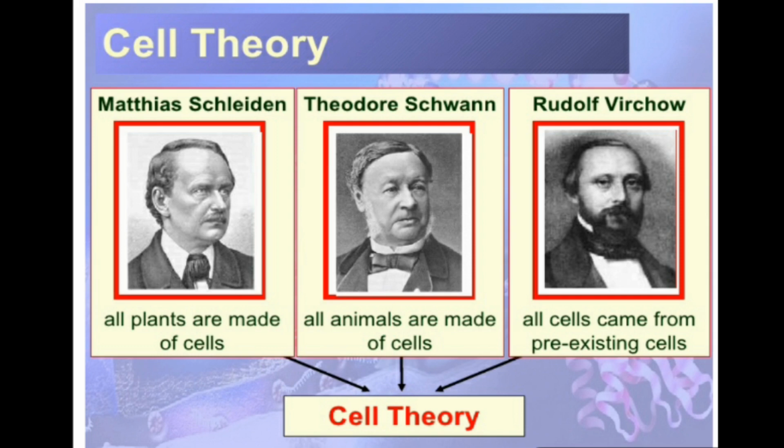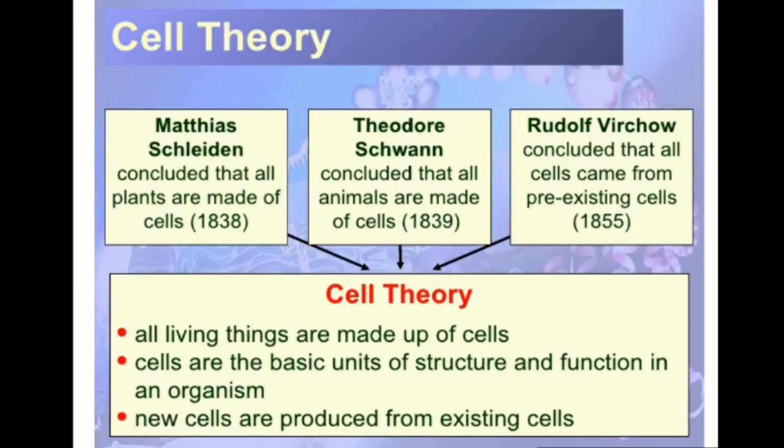We have three scientists over here, Schleiden, Schwann and Virchow. According to Schleiden, all the plants that he observed were made up of cell. And according to Schwann, all the animals that he observed were made up of cell. Then comes Rudolf Virchow, who contributed another statement saying that all cells come from pre-existing cells. So together, these 3 points of these scientists were put together to form the cell theory.